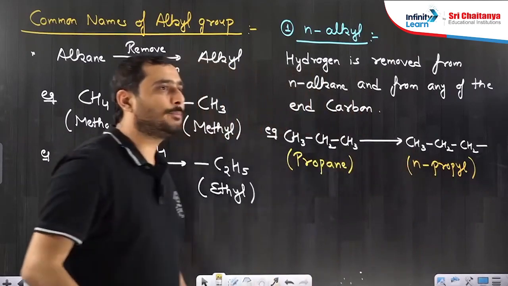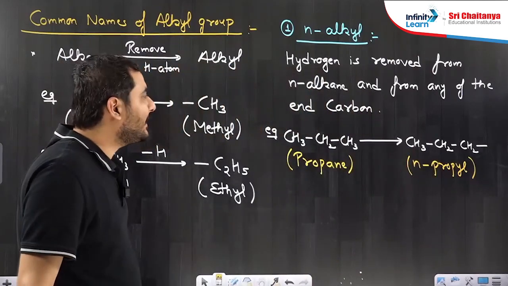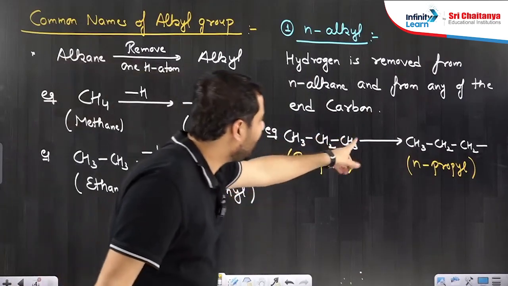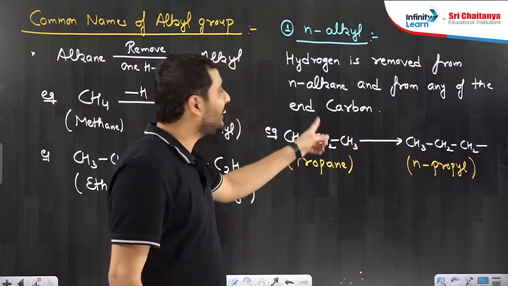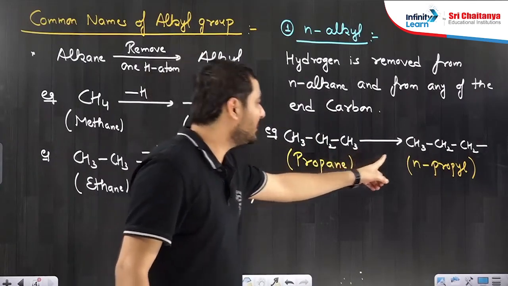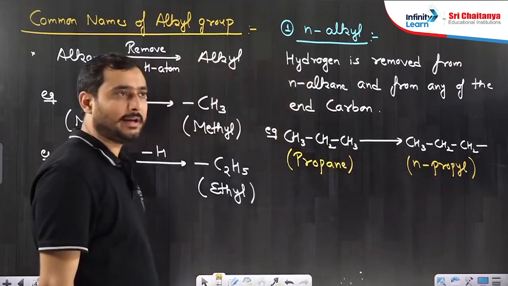So how is the normal propyl group obtained? By removal of hydrogen from which alkane? Propane, and from the end carbon. We are not removing hydrogen from the middle carbon. It is removed from which carbon? End carbon. So that's why it is called normal propyl.